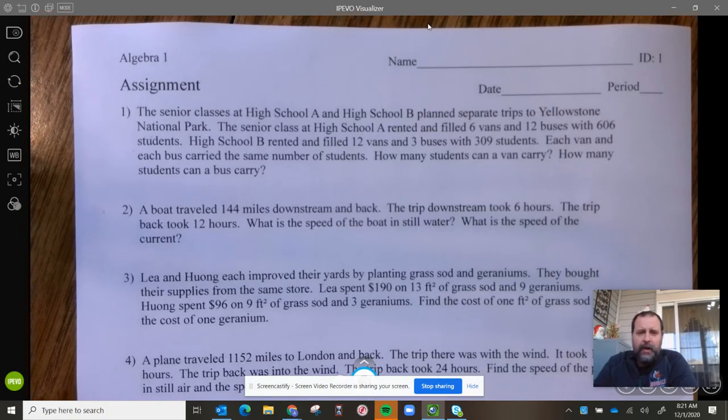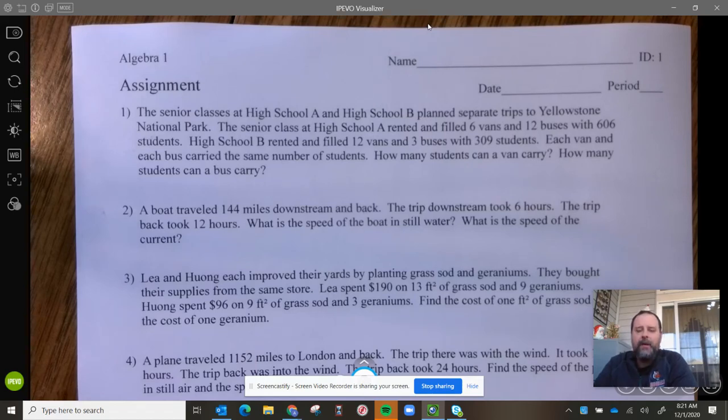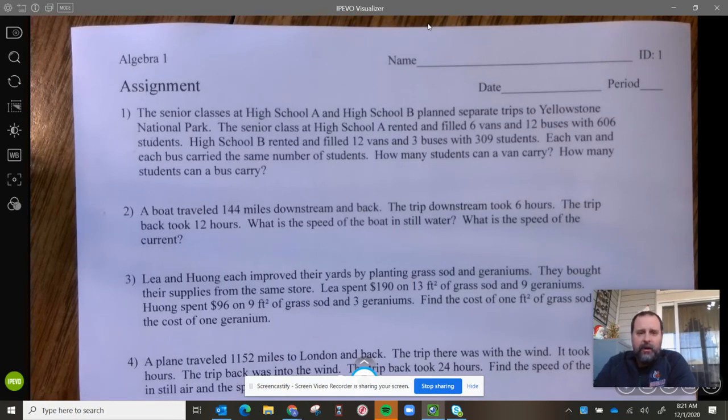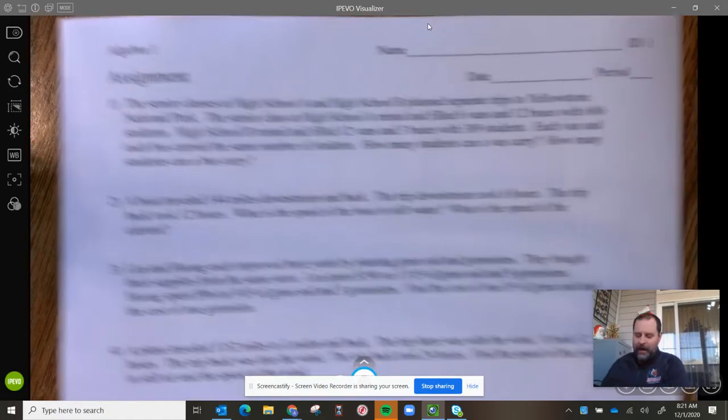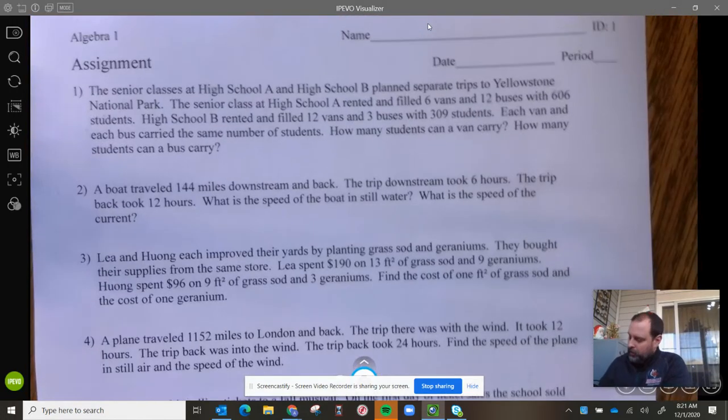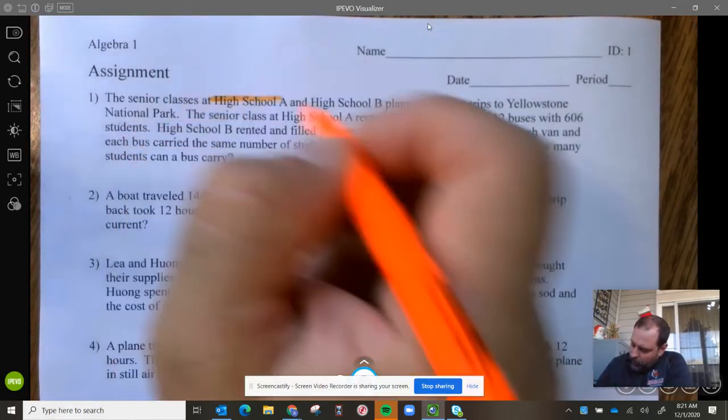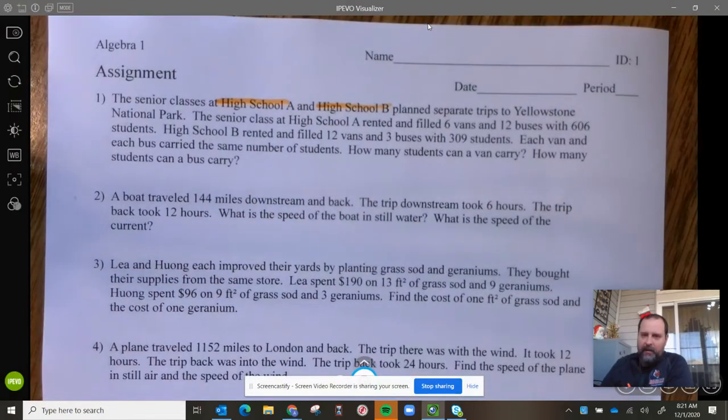So we're going to look at two, maybe three here, and we got to know how to kind of break it up. We're almost going to make a spreadsheet to start it off. All of these we're going to use elimination for. So in this case, we have high school A and high school B. So those are kind of the two horizontal lines that we're going to have.